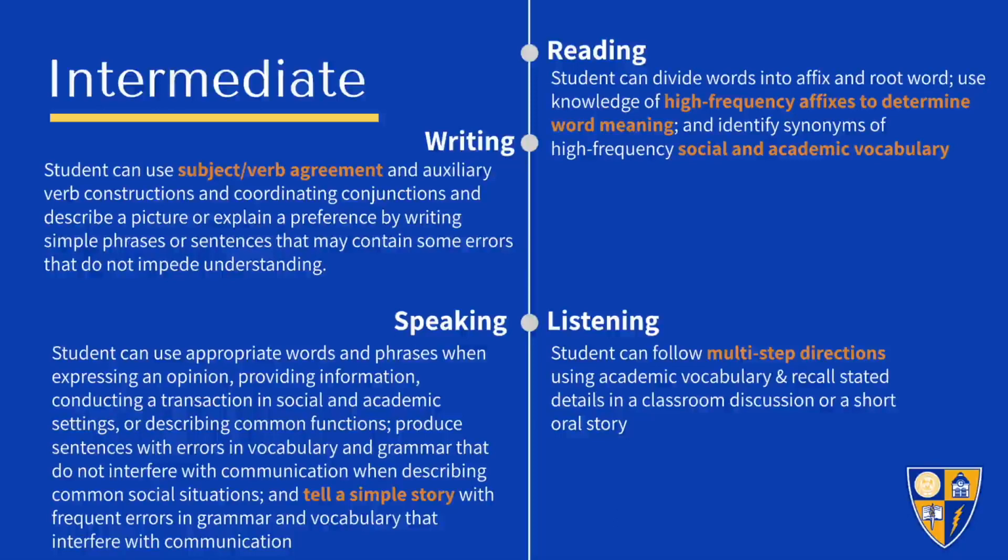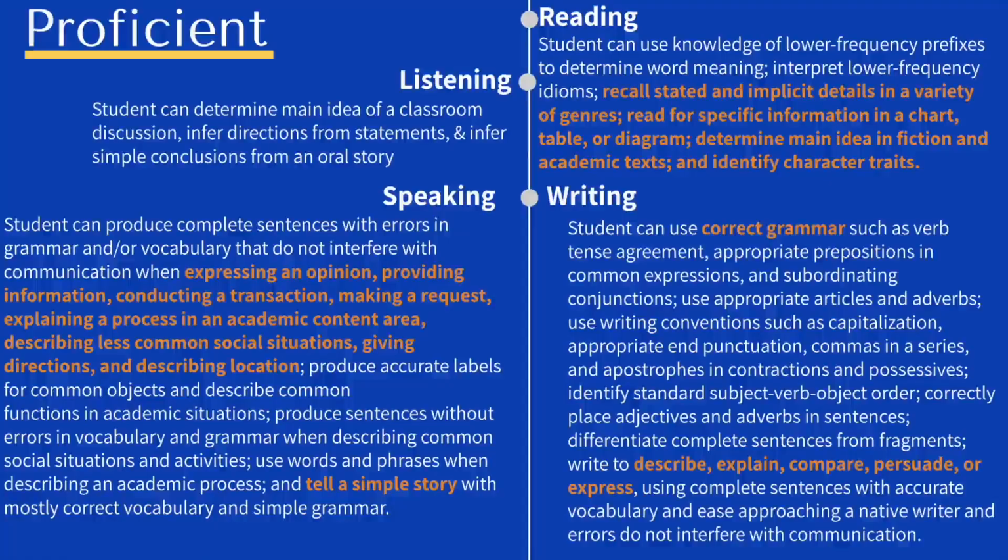For writing, subject verb agreement starting to kick in. Hey, that's good. And then for speaking, they can tell a simple story. Okay? Telling a simple story is a lot easier than having discourse about something. So intermediates doing better, but they're not quite there. So here we are at proficient.